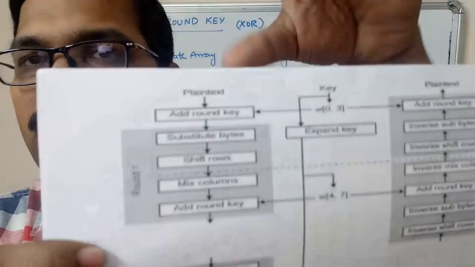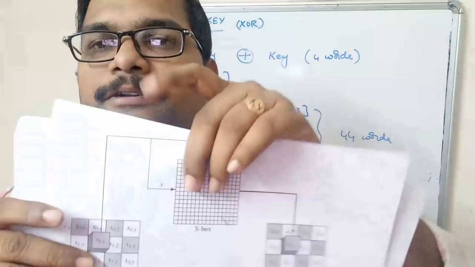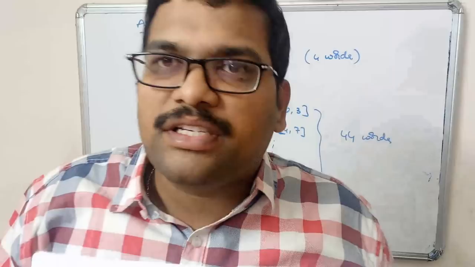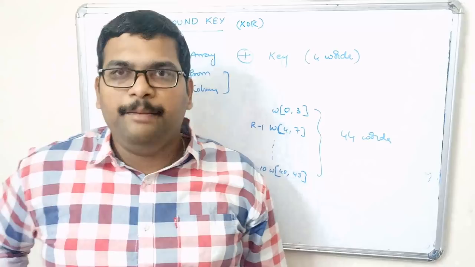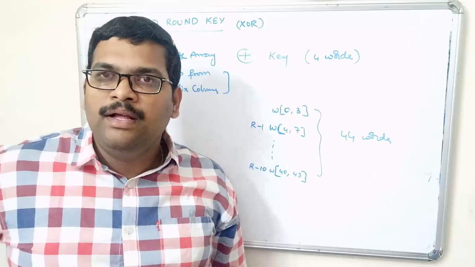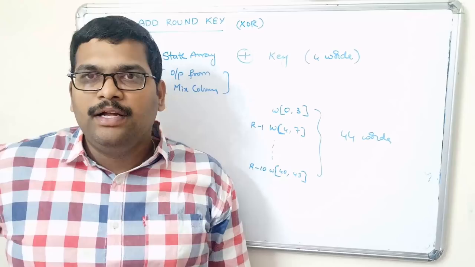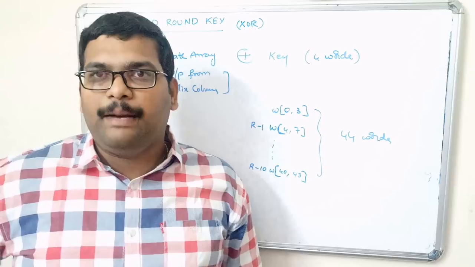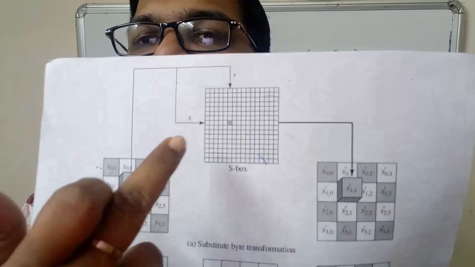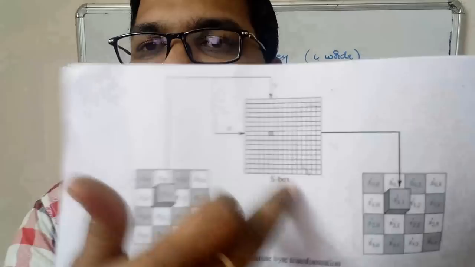So coming to the S-box, the input for the S-box is 8 bits, and the output from the S-box is 8 bits. In that 8-bit input, the first 4 bits will be considered as the row number and the next 4 bits as the column number. So we will get the corresponding value, and again we have to convert it into an 8-bit representation. Similarly, we have to consider each 8 bits and convert it, and store the result in the resultant state array. So this is the S-box.